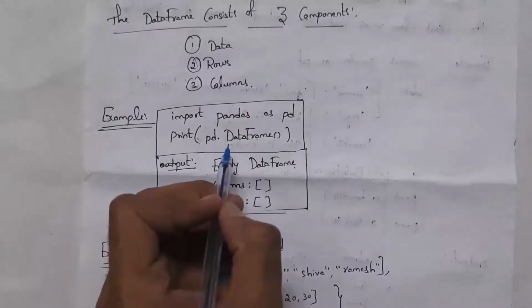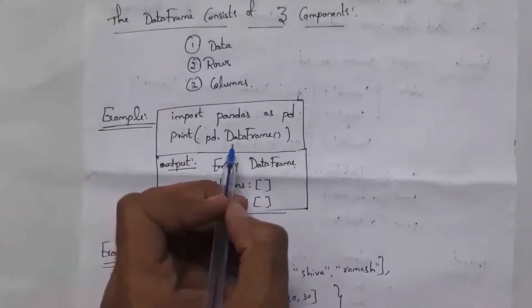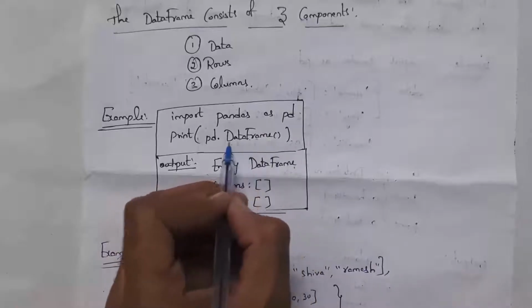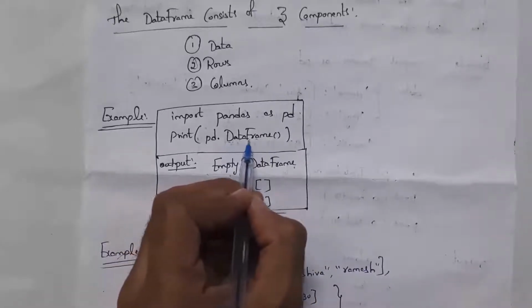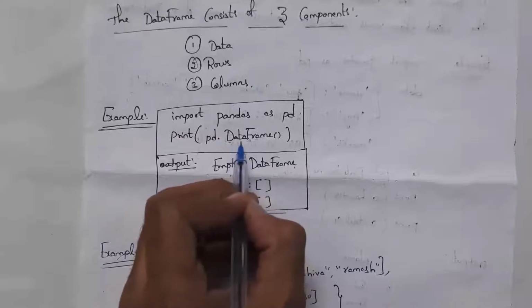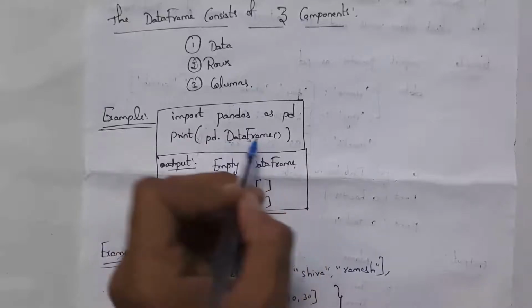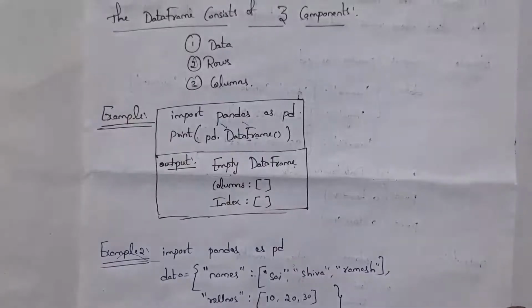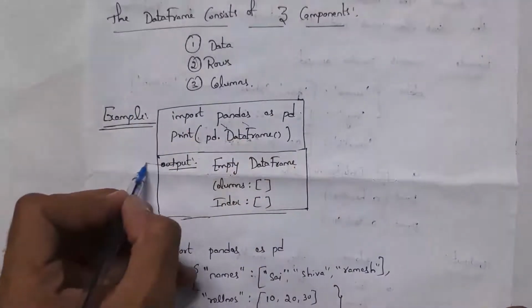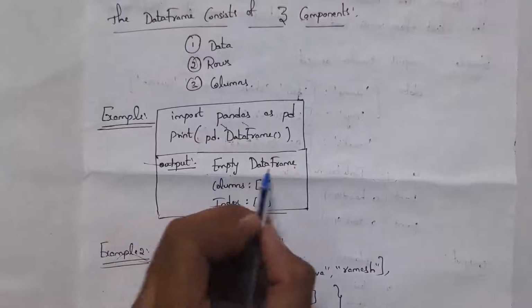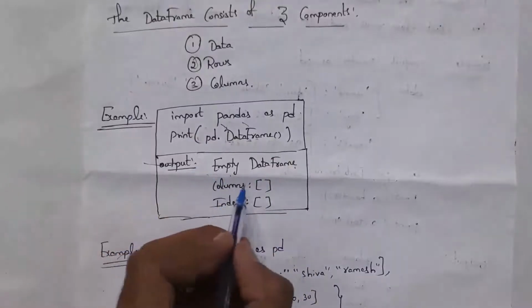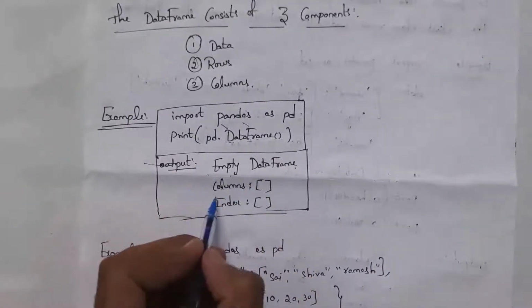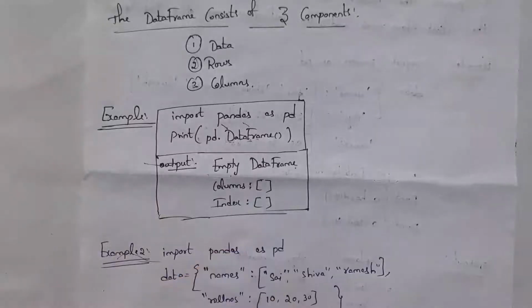Guys, just remember that for Series, S is a capital letter, and for DataFrame, D is capital and F is capital. Don't give any space. So DataFrame, where D is a capital letter and F is a capital letter. Whenever you run this program, this is my output. So at first it will display empty DataFrame, and then Columns: empty list, and similarly Index: empty list, because we did not insert any data.